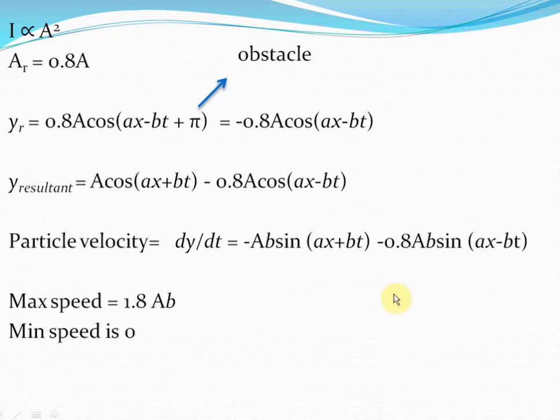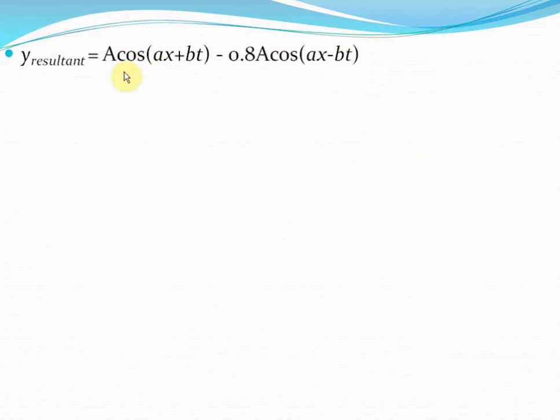So let's have a look at the resultant wave first. The resultant wave is this: A cos(ax plus bt), that is the incident wave, minus 0.8A cos(ax minus bt), the reflected wave. Now if you look at this carefully, do you remember what we just derived? We had just derived that in the case when the amplitudes of the incident and reflected waves are different, we can express this resultant as the combination of a stationary wave and a travelling wave. We had said that this amplitude can be written as A reflected plus delta A. Let's do that in this case.